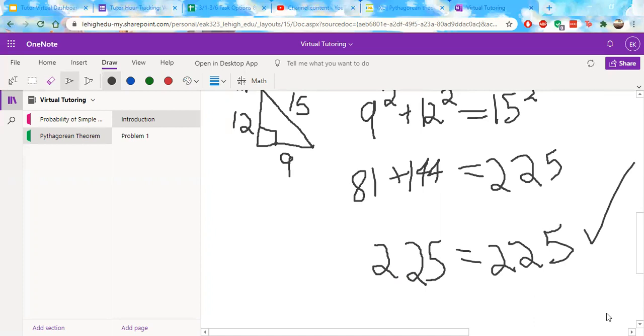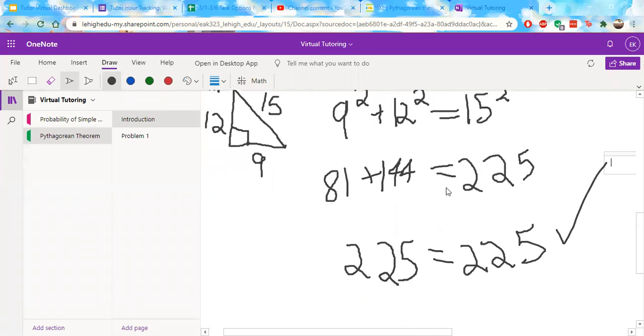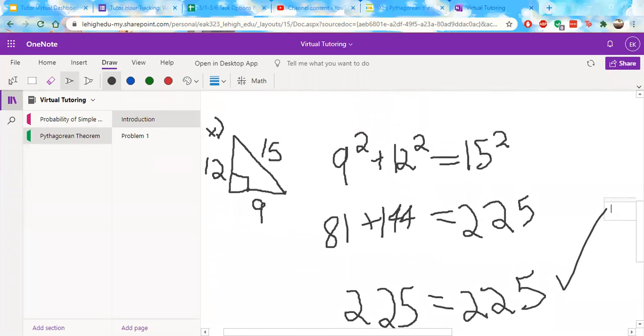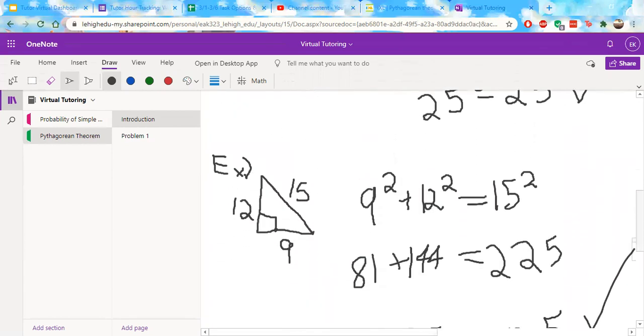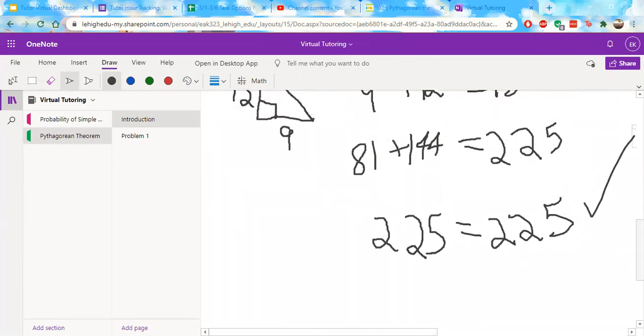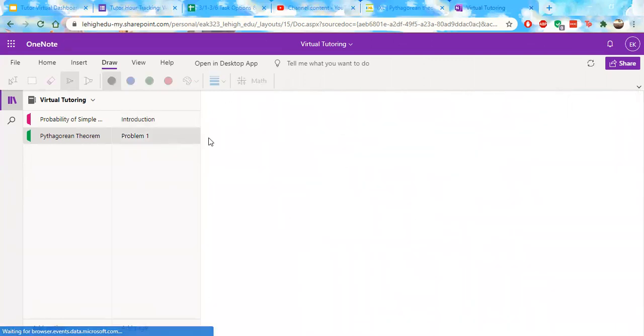225. That's right. So this, just from a couple examples, is giving us some pretty strong evidence that Pythagorean theorem holds up. It is true. And honestly, I'm going to give you guys one more. This actually isn't going to be a problem.